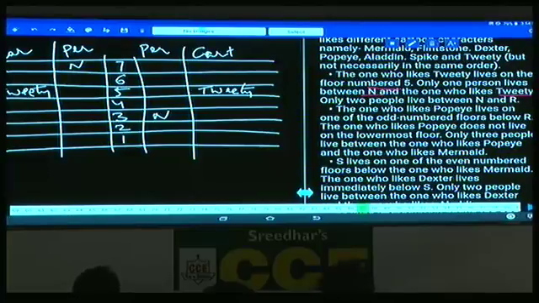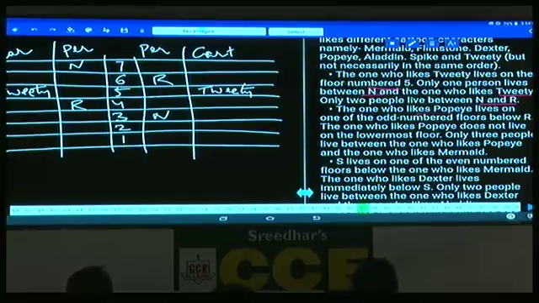The person who likes Tweety lives on the 5th floor. One person in between Tweety and N. That is, N can be on the 7th or 3rd. Then next one. Only 2 people between N and R. 2 people between N and R. In this one, 1, 2, R must be at this place. 2 people between N and R. In this case, 1, 2, R can be on the 6th floor. R can be either on the 4th floor or on the 6th floor.